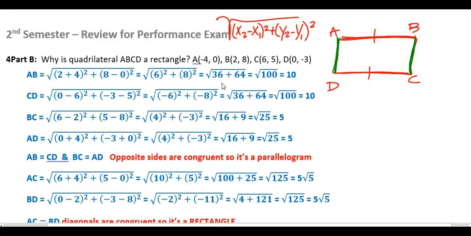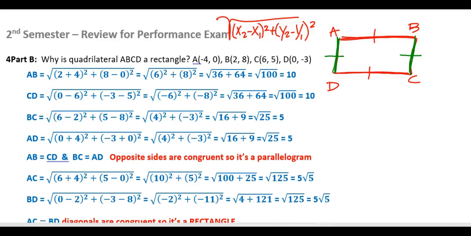And then I find BC and AD, and when I do that, I find out that they're both 5. So this is 5 and this is 5. When I say that opposite sides are congruent, I can say that this is a parallelogram. Then the next thing we need to do is compare the diagonals.